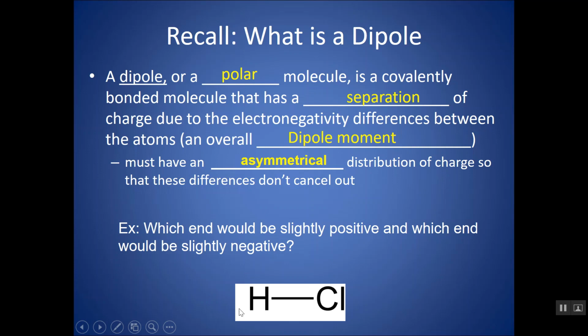So something like HCl. Okay, this is a polar molecule or a dipole. So Cl would be slightly negative because it's more electronegative. It would hog the electrons toward it. The H would be slightly positive. This is a polar covalent bond between them. Now I have this slight separation of charge.